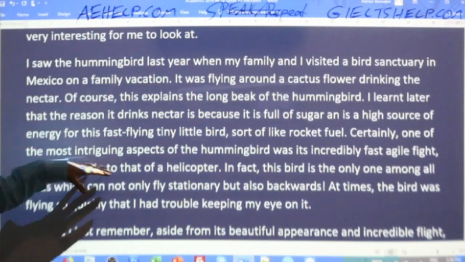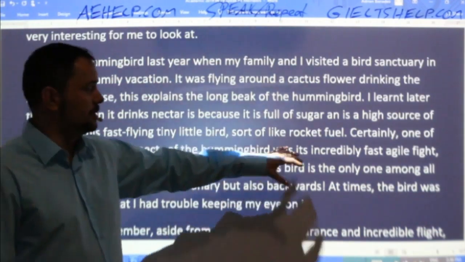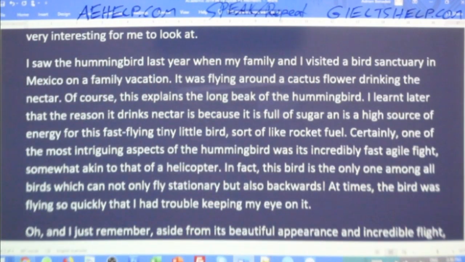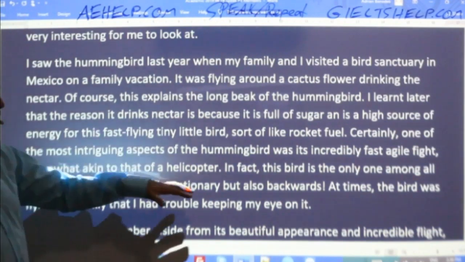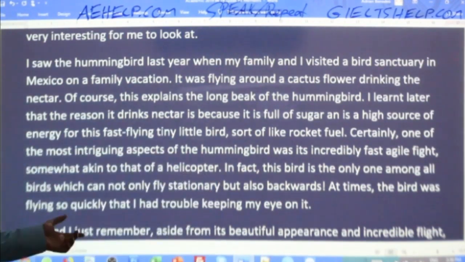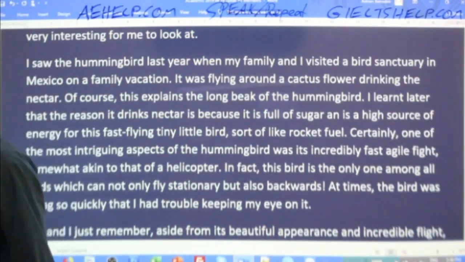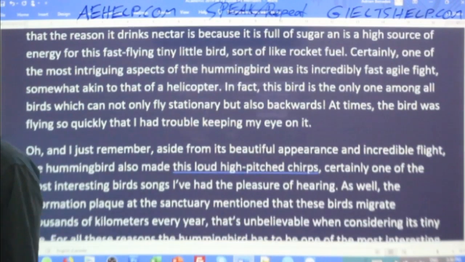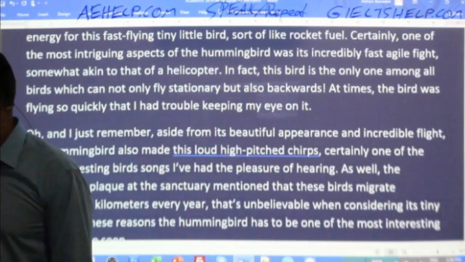Certainly one of the most interesting aspects of the hummingbird was its incredibly fast, agile flight, somewhat akin to that of a helicopter. In fact, this bird is the only one among all birds which can not only fly stationary but also backwards. At times, the bird was flying so quick that I had trouble keeping my eye on it.